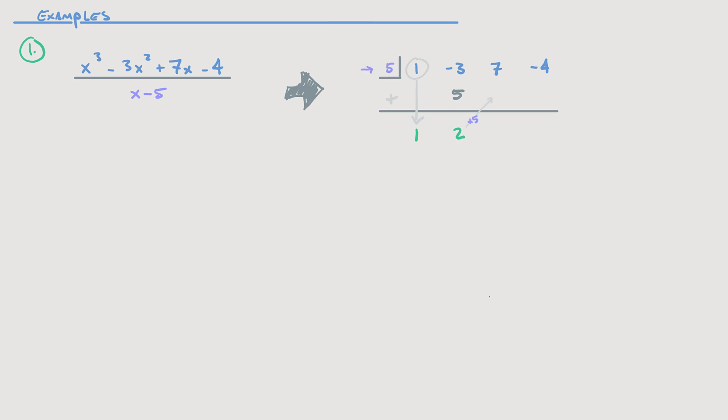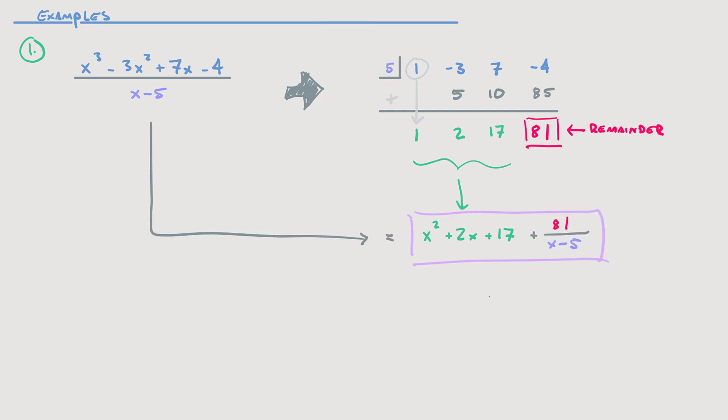Multiplying that by 5 gives us 10. Adding to 7 gives us 17. Multiplying by 5 gives us 85. And then adding -4 gives us a remainder of 81. So these represent the coefficients for my quotient. So we've got 1x squared plus 2x plus 17, and then plus the remainder, which is 81, over the divisor, which is x minus 5. So we're still writing things as quotient plus remainder over divisor. That part hasn't changed. All we're doing is changing the way that we're doing the division, but our answer and how we write it is going to stay the same.